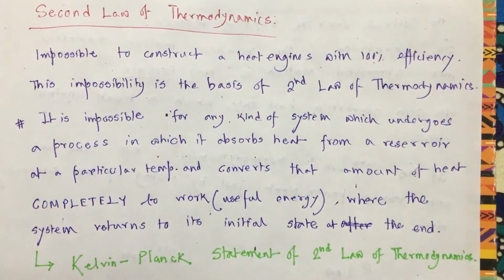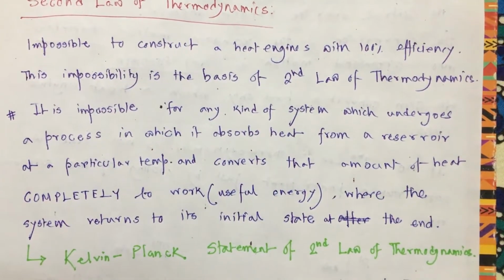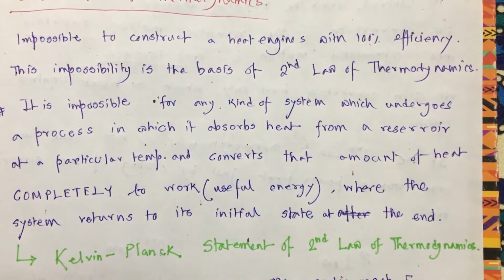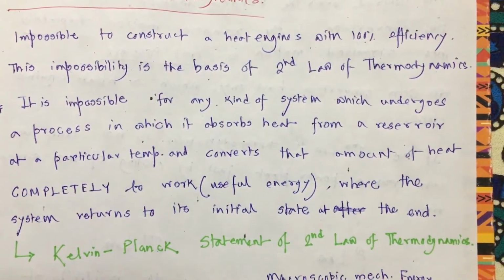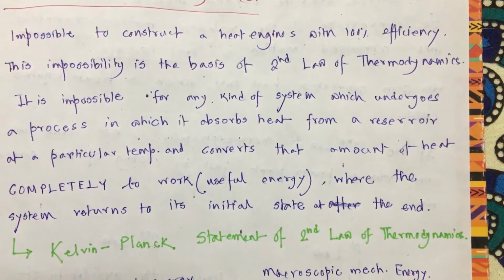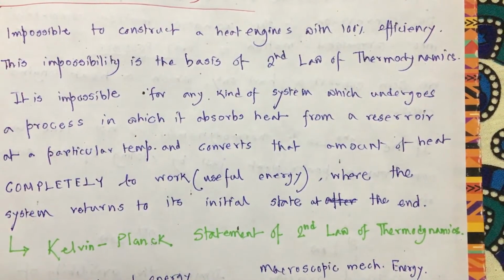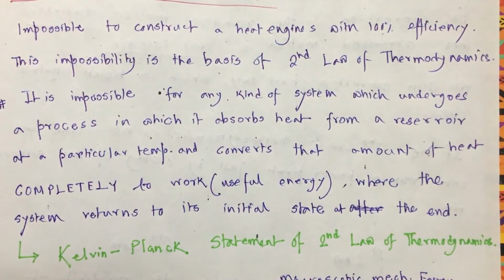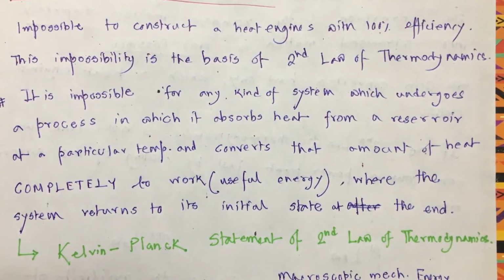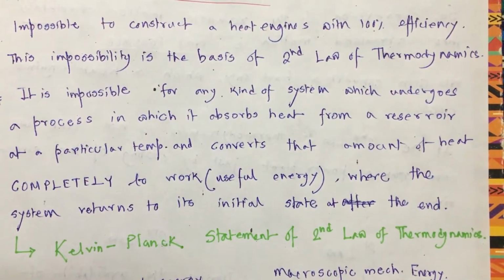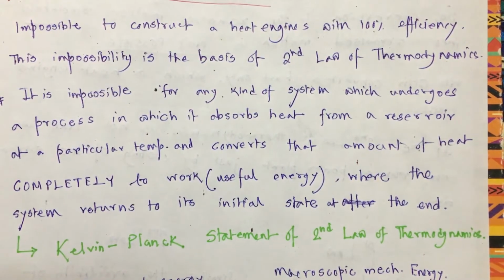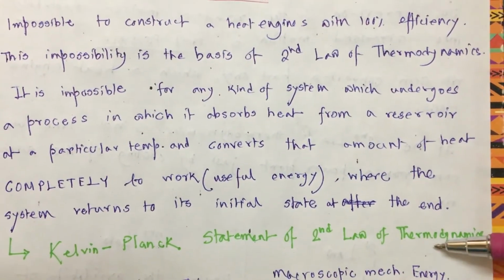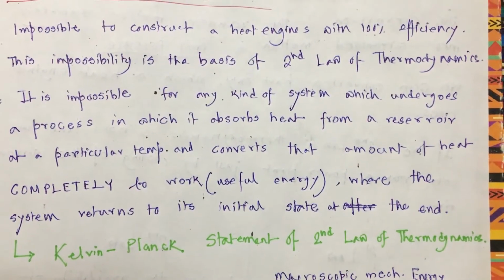So we could state the second law of thermodynamics as follows. This is the statement. It is impossible for any system to undergo a process in which it absorbs heat from a reservoir at a particular temperature and converts that heat completely into mechanical work, which is the useful form of energy, with the system ending in the same state in which it began. This statement we can also call the Kelvin-Planck statement of the second law of thermodynamics.